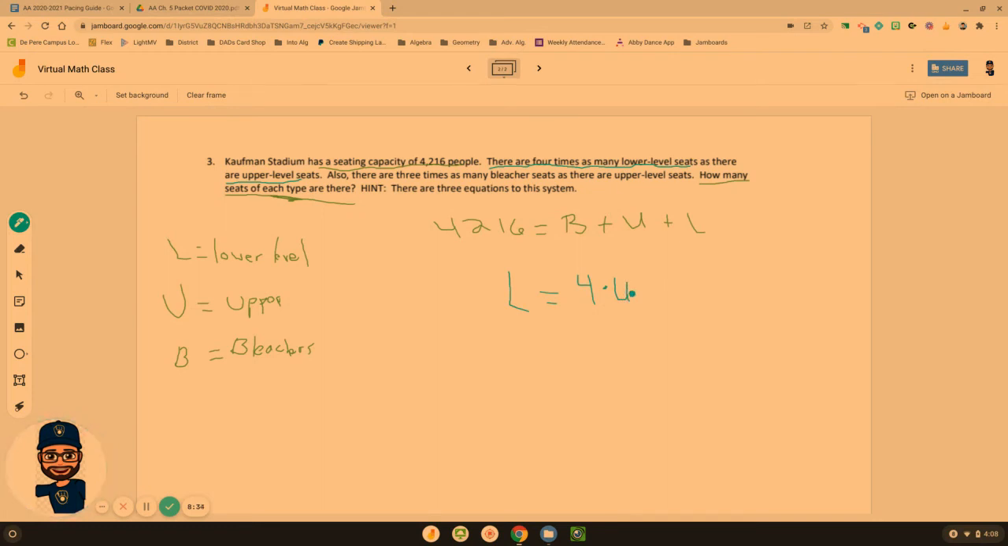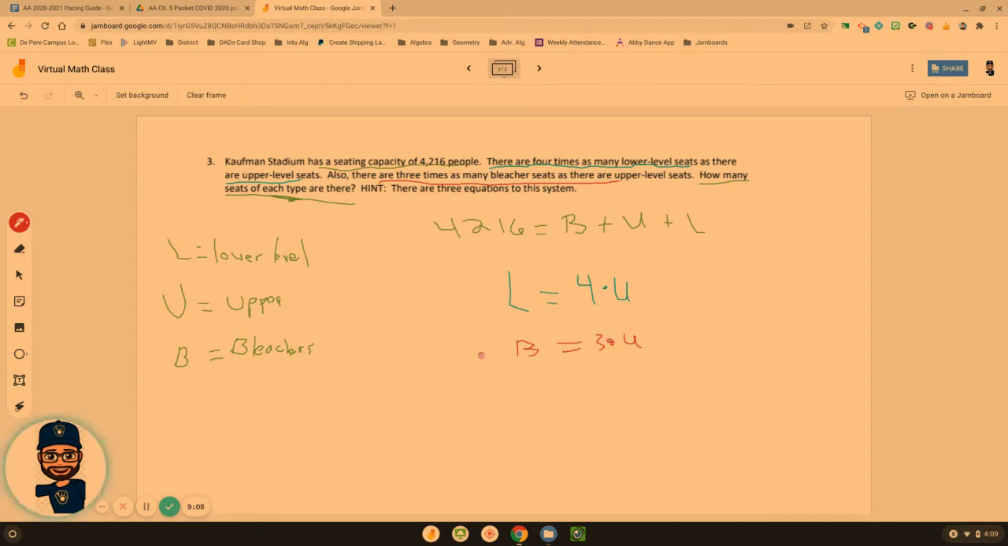All right, so hopefully you can understand how I process that, right? There are 4 times as many lower. The lower has to be larger. So I've got to do 4 times the upper to get that. Then there are 3 times as many bleacher seats as there are upper. So the bleacher seats have to be more than the upper, meaning the bleacher is 3 times the upper. Sorry, shouldn't be subtraction, should be times.